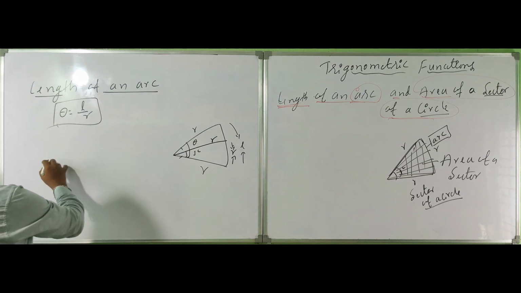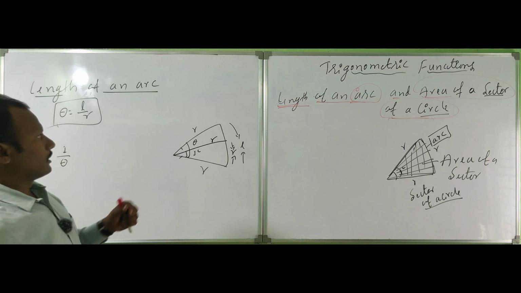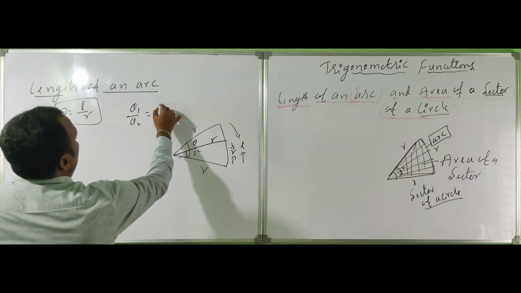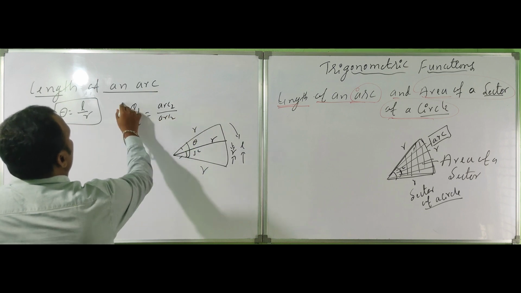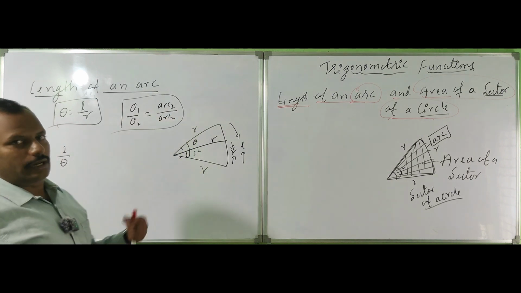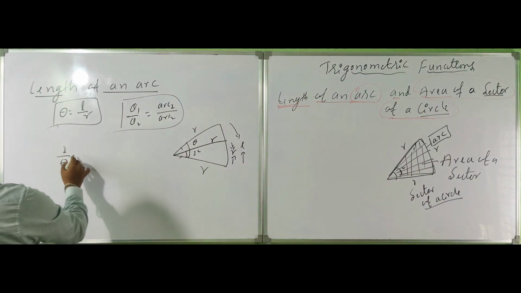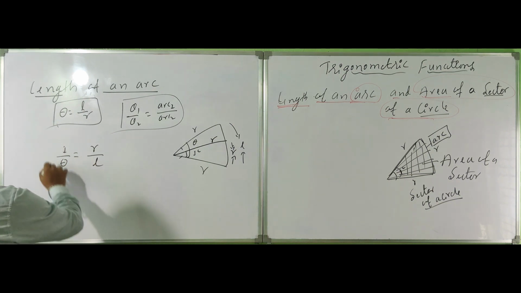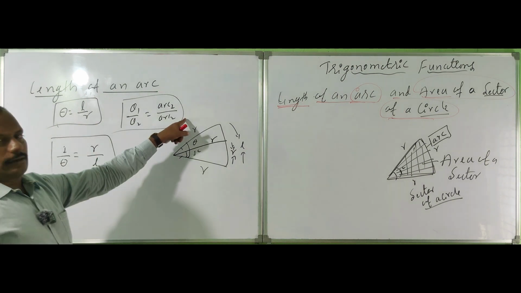Yesterday we saw the relation: angle theta 1 by theta 2 is equal to arc 1 by arc 2. This is the standard ratio, as in the triangle formula and circle formula in the previous class. So 1 radian is equal to, with the length, R by L. This is the standard formula.